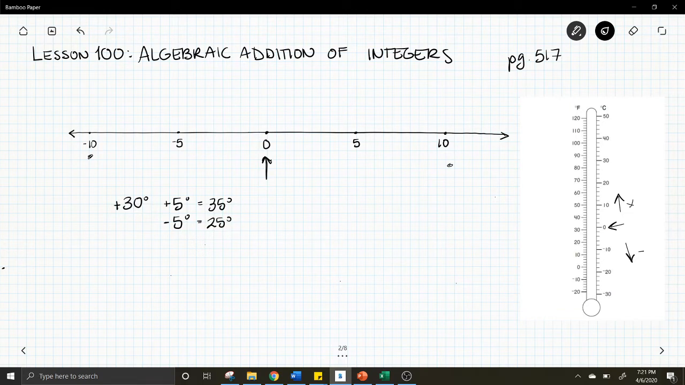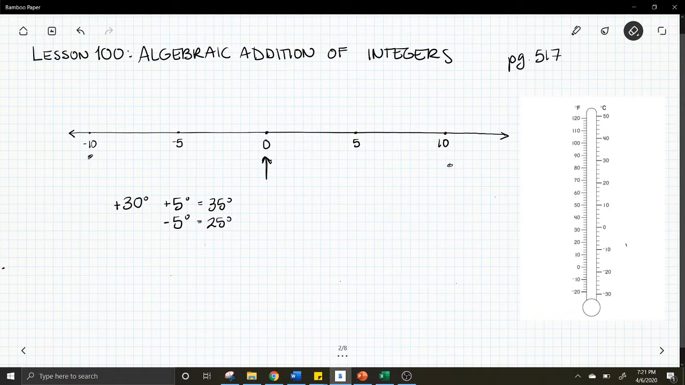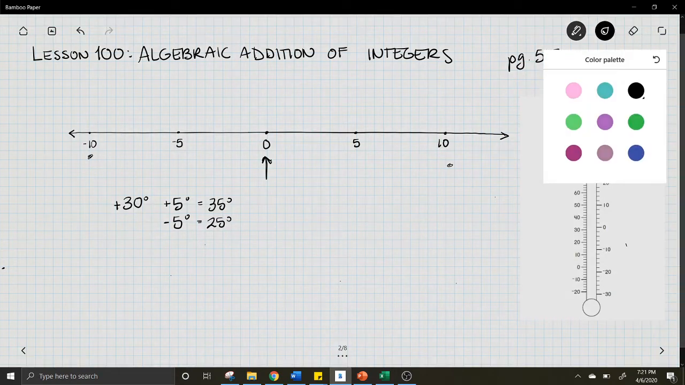So I think that's pretty good so far, but let's look over here at this thermometer, and let's imagine that right now the temperature is 30. And let's even use red for a thermometer. This was maybe not a good idea because I don't even know if this has red.